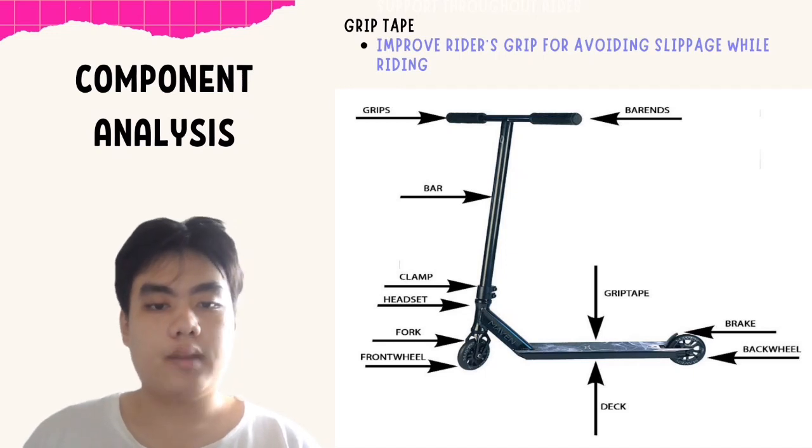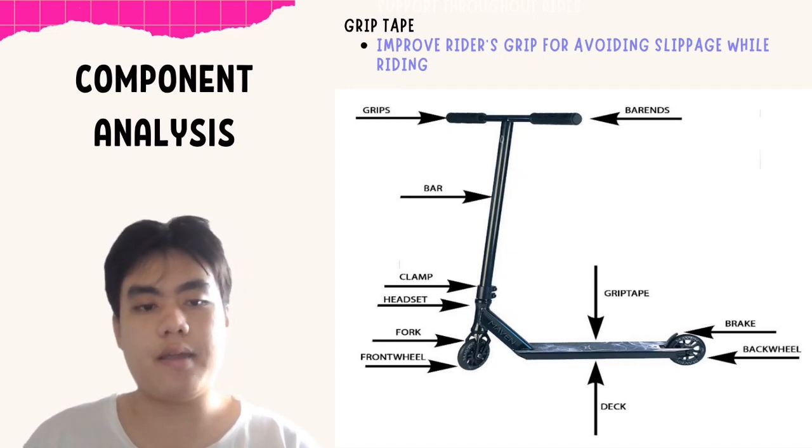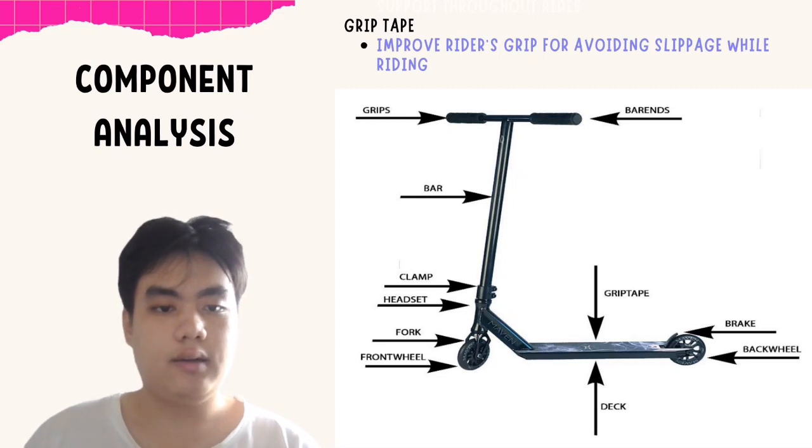Next up is the grip tape, a seemingly small but significant component that directly impacts the rider's control and stability. The grip pad on a scooter may appear humble, but it is crucial in ensuring the rider's stability and control.